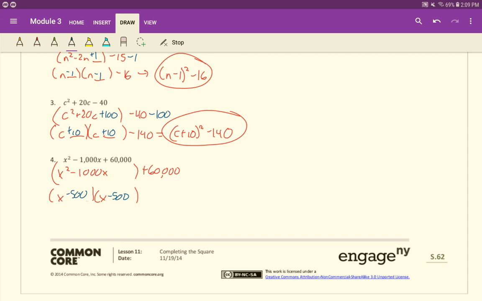Okay, and so then when you multiply these two together, that'll give us our missing term right here. So that's going to be a positive 250,000, I should say. Okay, of course, to balance that out, we'll subtract the 250,000 here. Okay, and then combine like terms. So that will be negative 190,000.